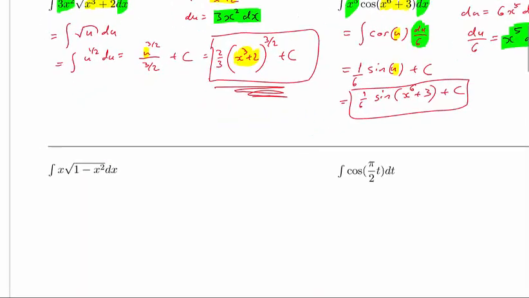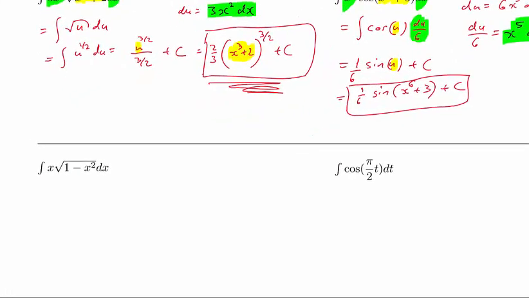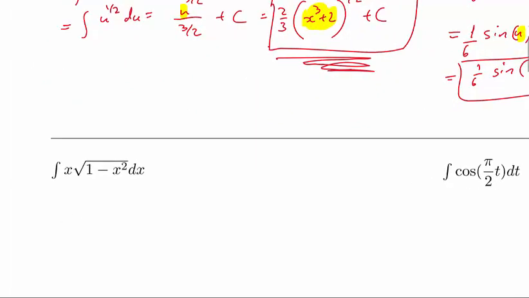Next problem. All right, we got another square root here. Let's go ahead and highlight that square root. And we're going to let u equal that yellow bit there.